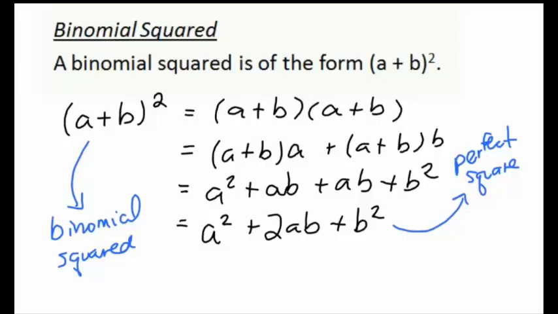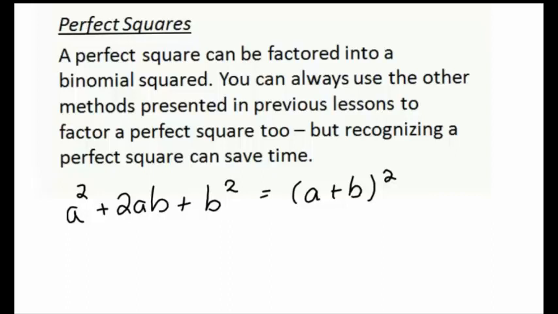Now it turns out this special result that we get at the very end has a special name that we call a perfect square. The reason we call it a perfect square is because this particular trinomial, we can factor it like so, and it becomes something squared. Our perfect square becomes a binomial squared. So using the distributive property on our binomial squared, we get a special form that we call a perfect square.